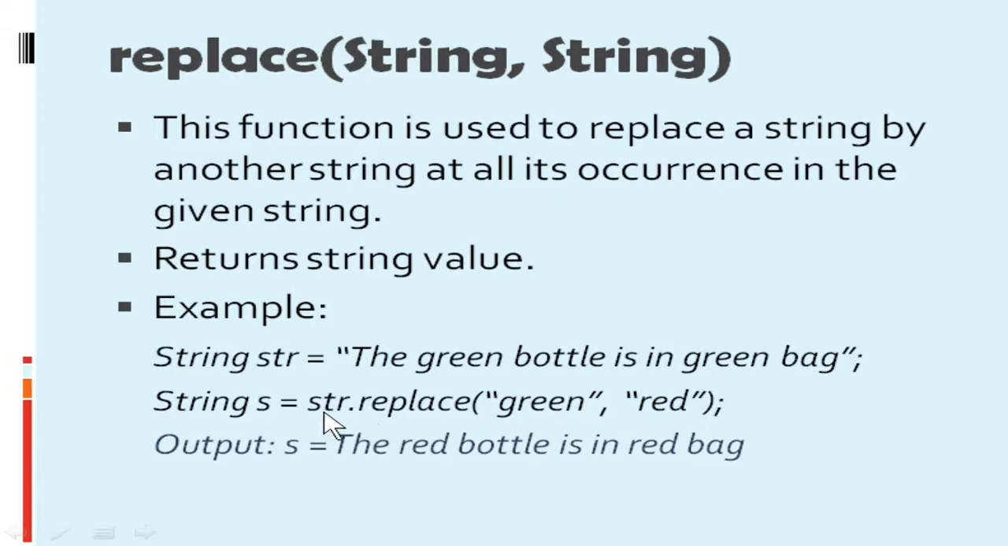To do that, you give str equal to str dot replace within parentheses, within double quotes, the first word which is available in the string, and the word which is going to replace it, that is red, also within double quotes, separated by a comma. So green wherever it appears will be replaced by red. Your final sentence will be: the red bottle is in red bag. That will be stored in s.